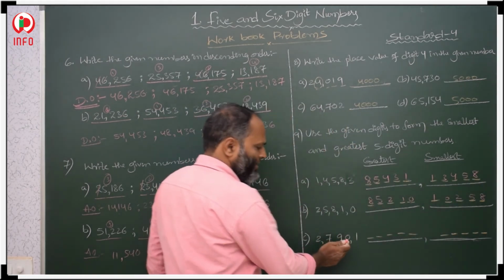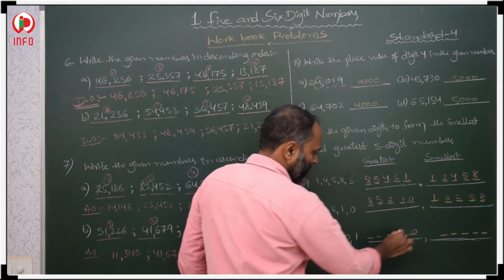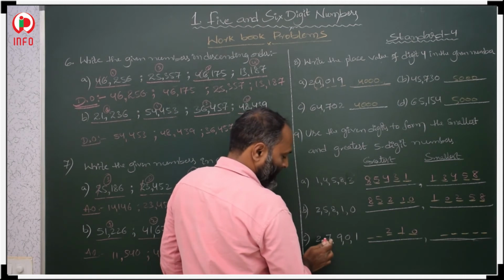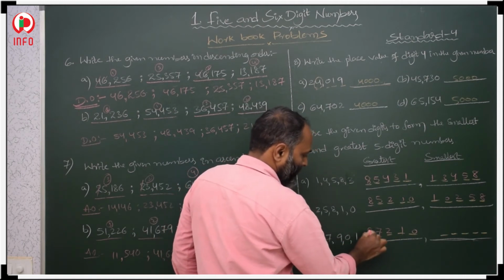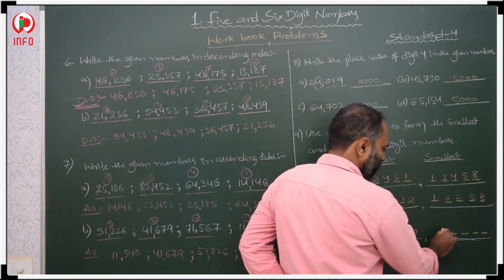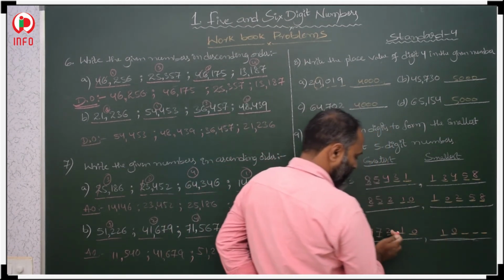Then here, for the greatest we take 0 first, then the next greater, 2, and after that 7, and after that 9. Okay, now here for the smallest, 1 first and 0 next. After that 2, 7, 9.